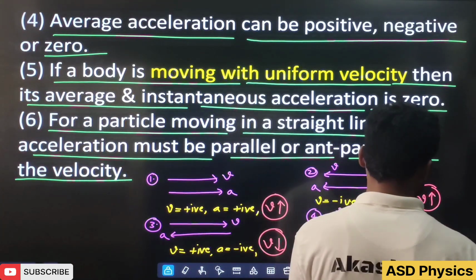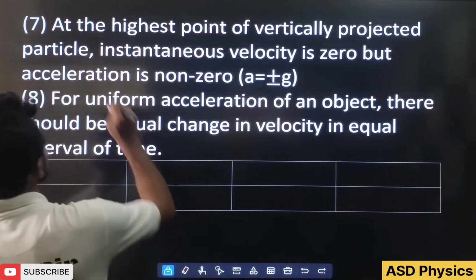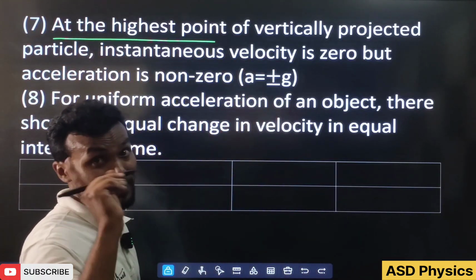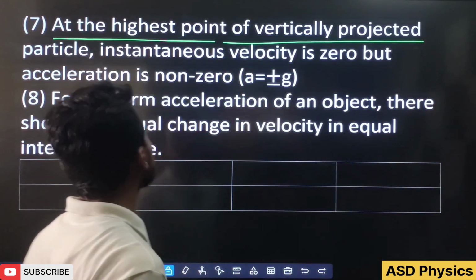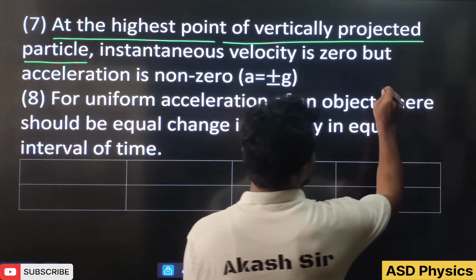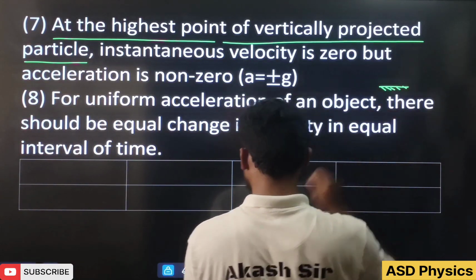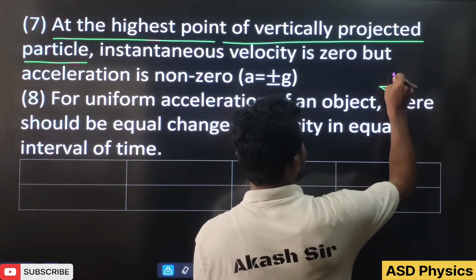Okay, great. Now let's see this. The seventh point is very, very important. At the highest point of a vertically projected particle, like this, this is the ground, and we are projecting vertically upward from here with some velocity.